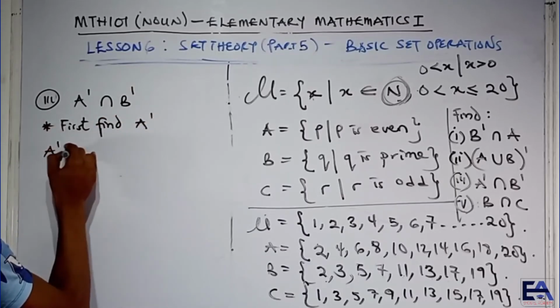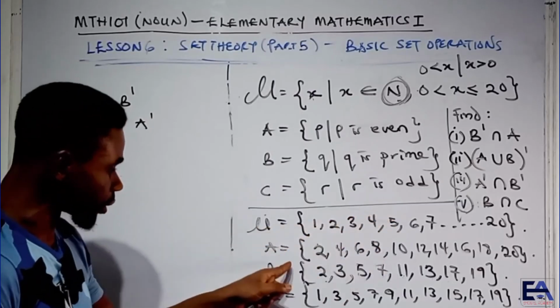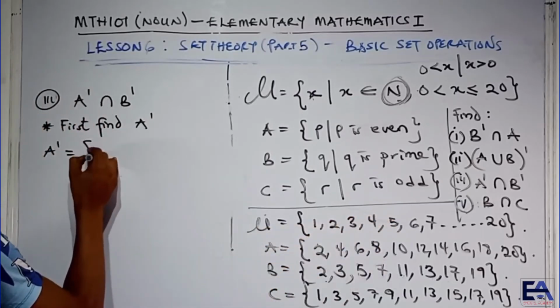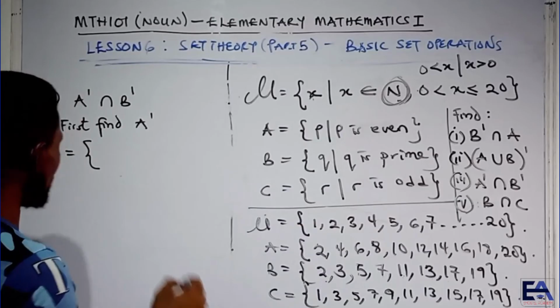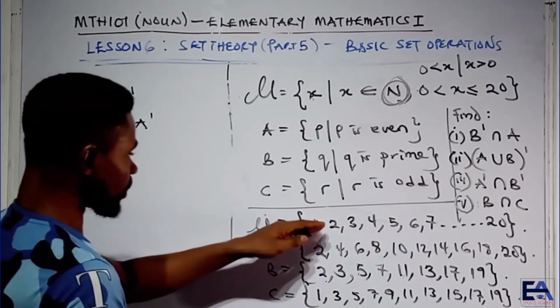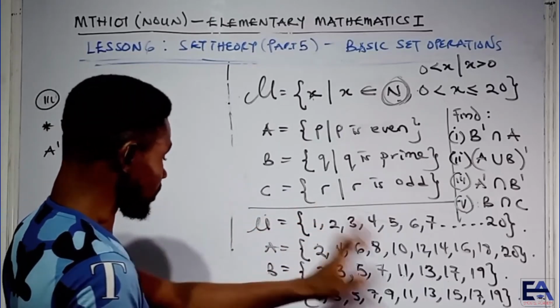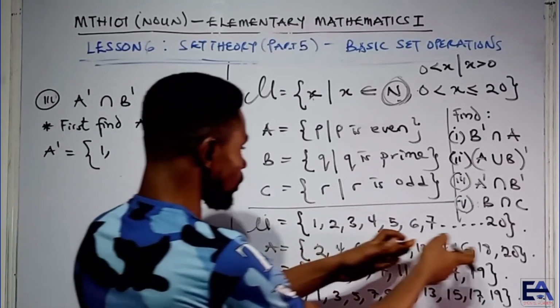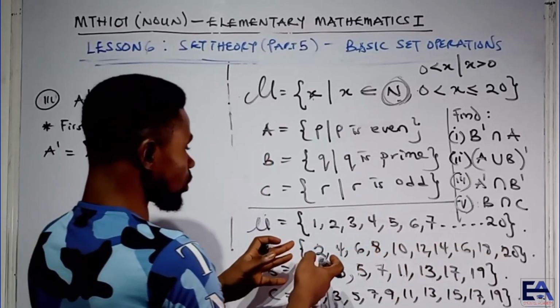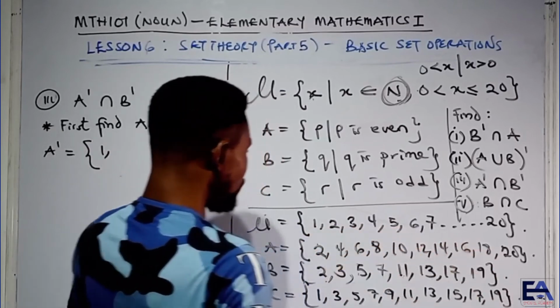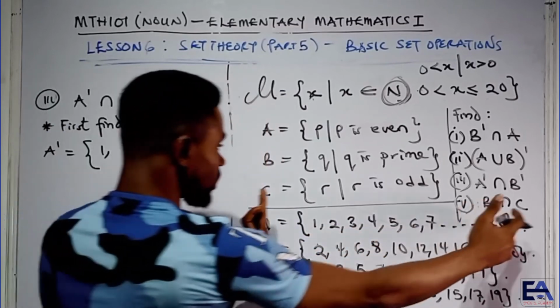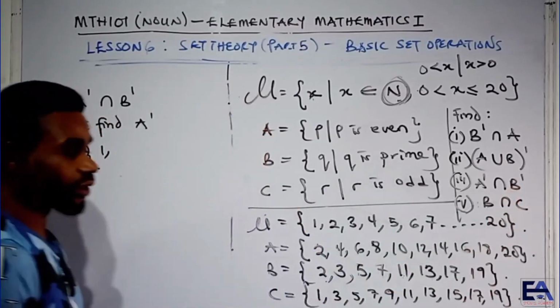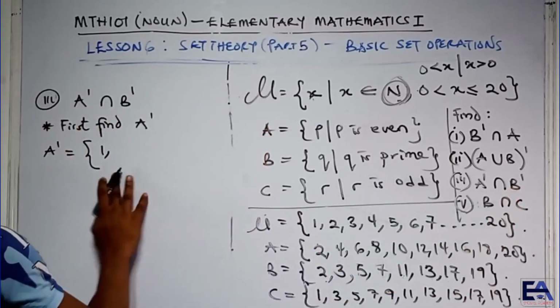A complement should be the set of all elements present in the universal set, but not in A. That means the set of odd numbers, because set A is a set of even numbers. So any number that cannot be found in set A would be an odd number within this domain. All right, so let's do that.